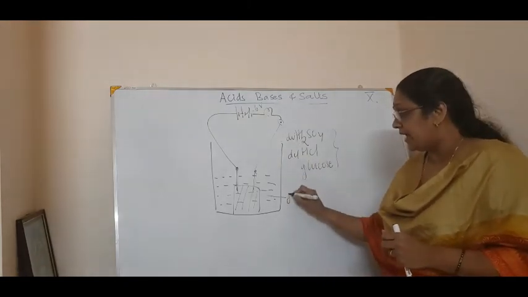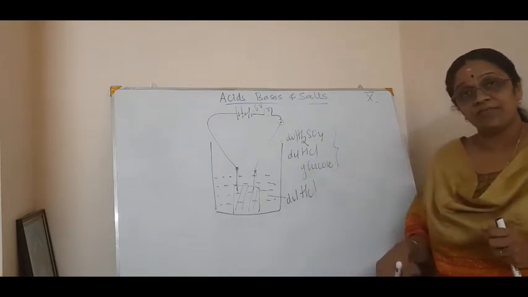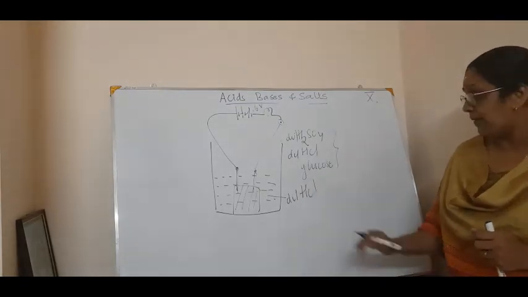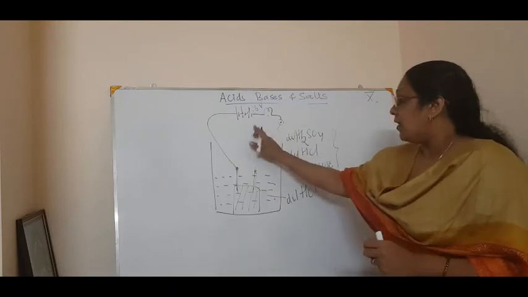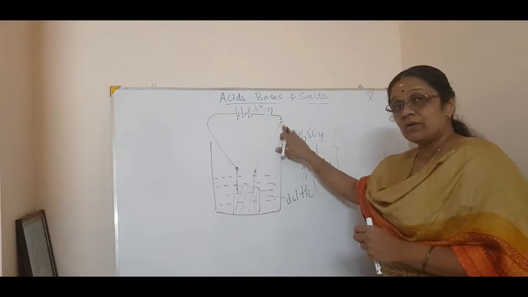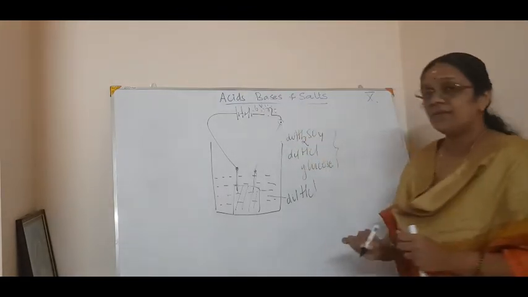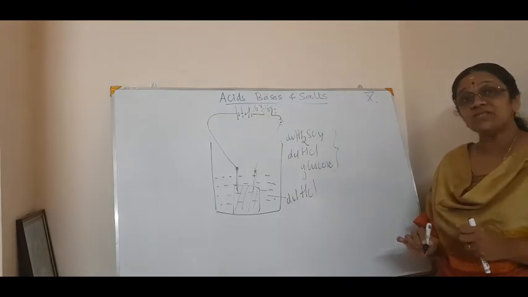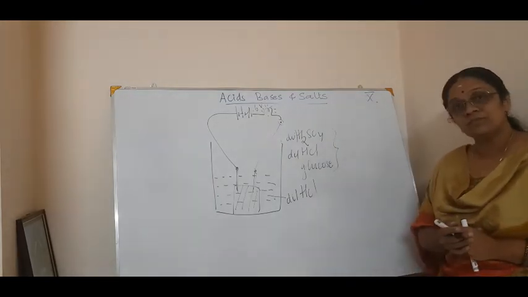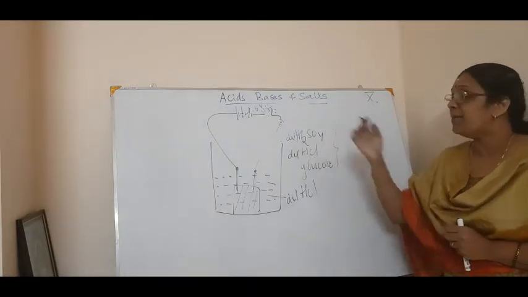You have taken dilute HCl here. Correct? Dilute HCl here. That's an acid. Then, on closing this circuit, you can see the bulb begins to glow. See? The bulb begins to glow. Now what is the reason behind this? Why does this bulb begin to glow?